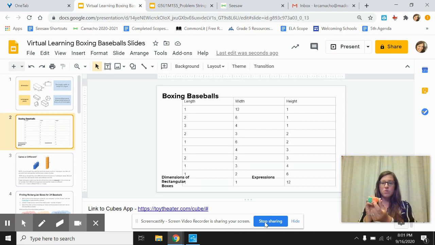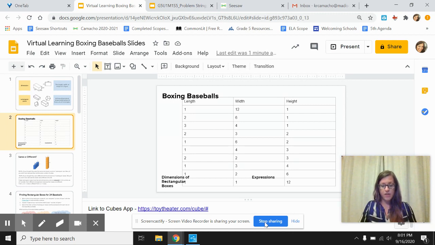I also had a 2 by 6 by 1. I also had a 3 by 4 by 1. Those are the only 3 one-layer boxes that I could make. Then we started talking about 2-layer boxes. And our first 2-layer box, we could do a 2 by 3 by 2. I could also do a 1 by 6 by 2 layers. And then those were our 2-layer ones.